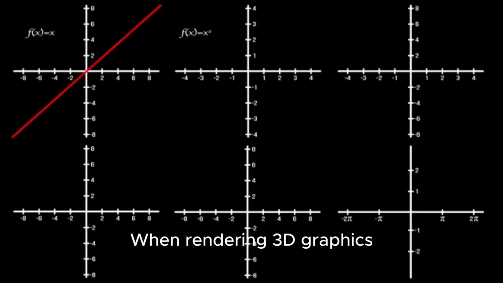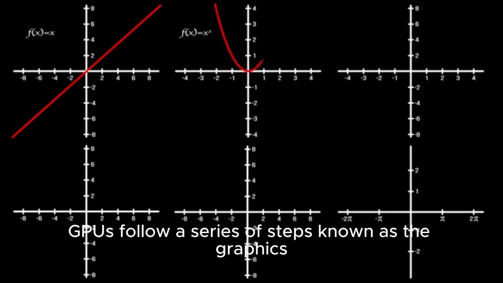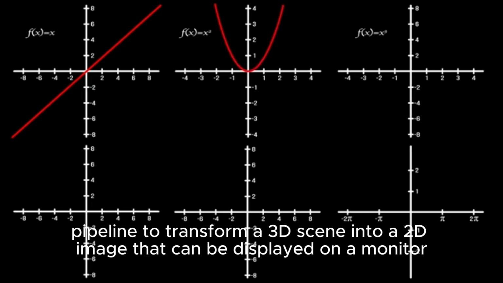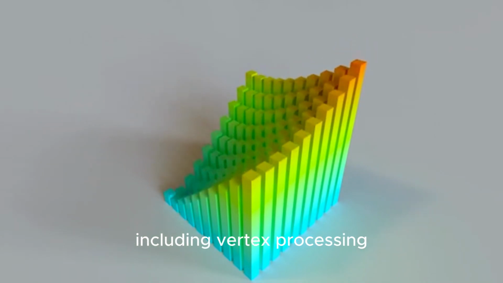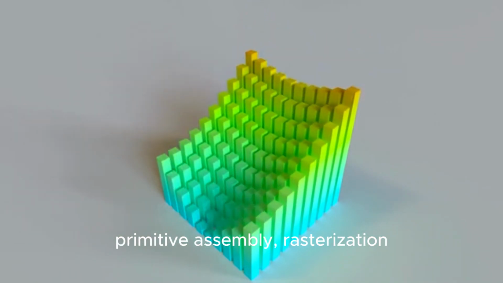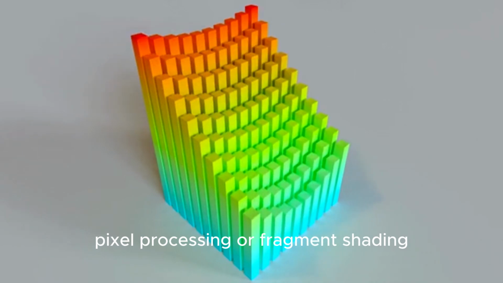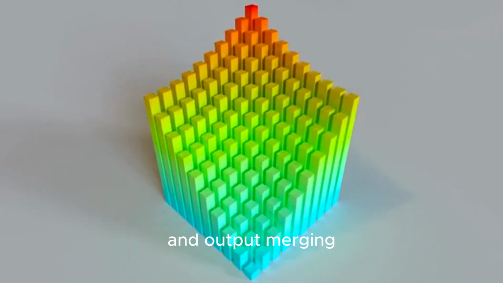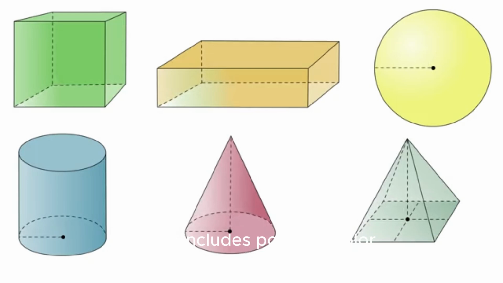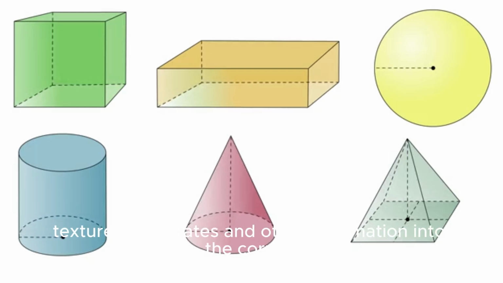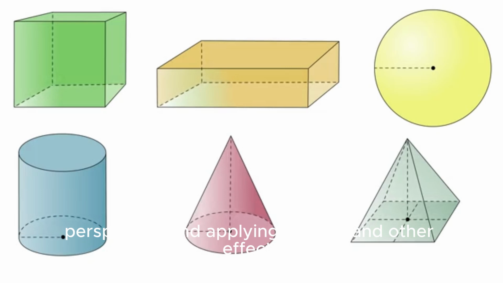When rendering 3D graphics, GPUs follow a series of steps known as the graphics pipeline to transform a 3D scene into a 2D image that can be displayed on a monitor. The pipeline consists of several stages, including vertex processing, primitive assembly, rasterization, pixel processing, or fragment shading, and output merging. Vertex processing involves transforming the 3D vertex data, which includes position, color, texture coordinates, and other information, into the correct perspective and applying lighting and other effects.